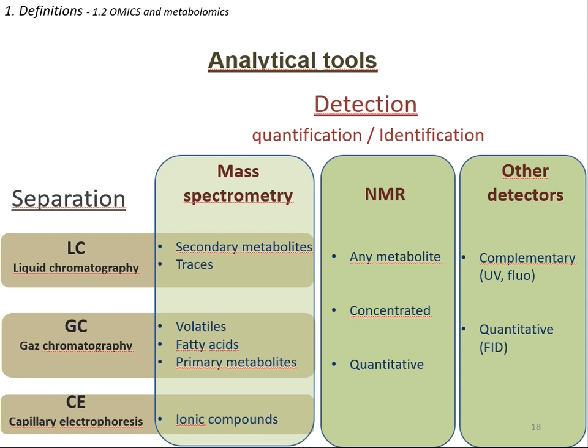We have to mention also other detectors like the detector that can be hyphenated to LC or GC, which is flame ionization detector, FID, for GC machines, and the spectrum analysis in the domain of ultraviolet or visible light, or the fluorescence also. But of course, this will be limited to the compounds that have these specific physicochemical properties.